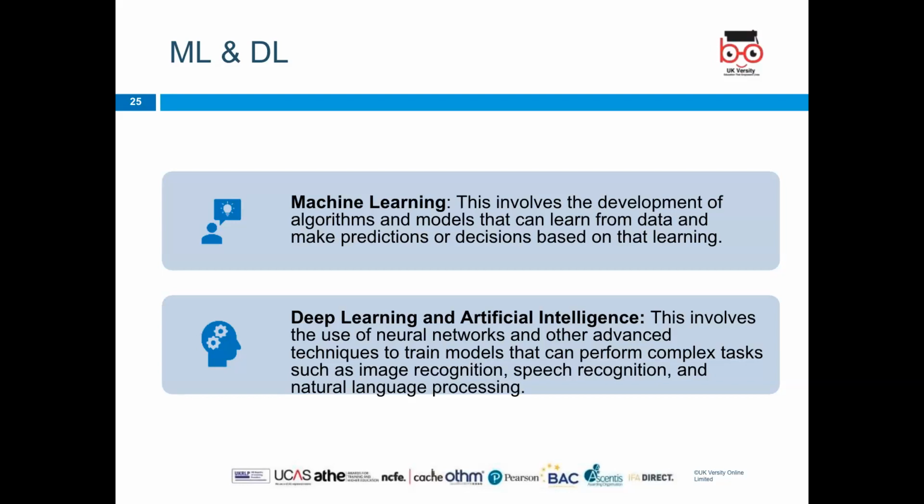Also, we have deep learning and artificial intelligence. This involves the use of neural networks and other advanced techniques to train models that can perform complex tasks such as image recognition, speech recognition, and natural language processing. And a popular example of this is Google Voice or Siri on the iPhone. Take, for example, right now, you use an iPhone. You can tell Siri to help you book a flight. That is an example of artificial intelligence deep learning because it uses speech recognition.